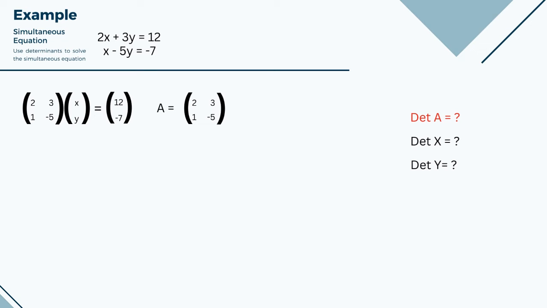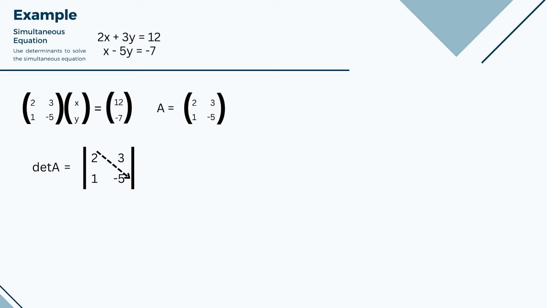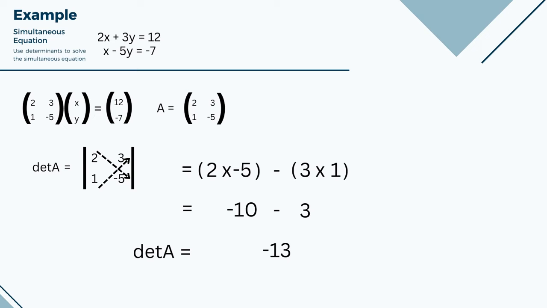We have done this in our previous example, but we are still going to do it now. To find det A, we replace the parentheses with the absolute value. We basically subtract the lower diagonal from the upper diagonal. So we have 2 times minus 5 minus 3 times 1. 2 times minus 5 will give us minus 10, and 3 times 1 will give us 3. So we have minus 10 minus 3, which will give us minus 13. So det A is minus 13.